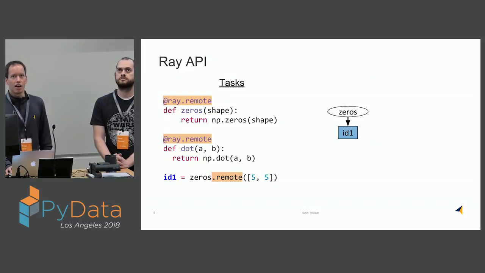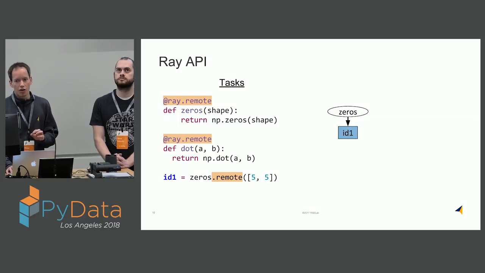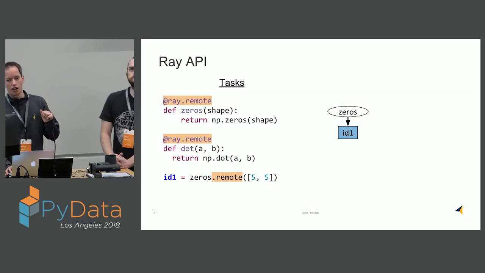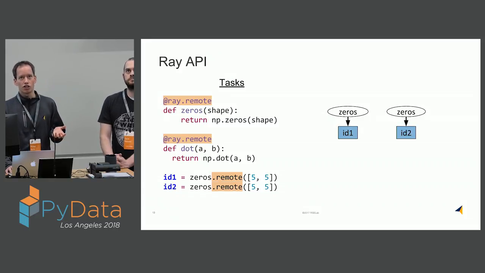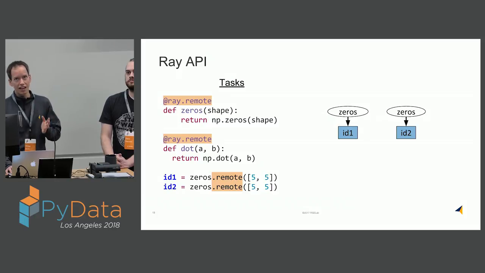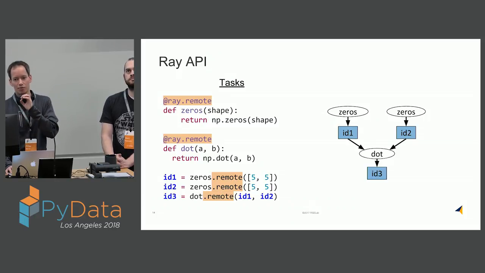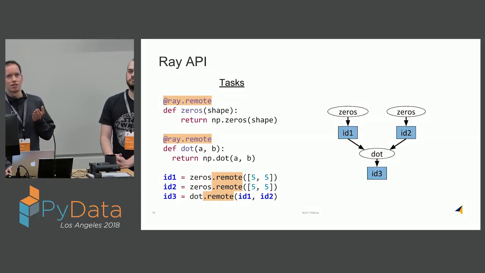To invoke it, you call the function name.remote of some arguments, and this will immediately start the computation in the background and return a future. We call this an object ID, and you can launch many of them in parallel, and they will immediately return control, and the framework will then schedule it in the background. In this case, we launch two tasks, and then you can pass these futures into other tasks. Then the scheduler will keep track of the dependencies, as you see on the right-hand side, and will schedule the tasks as the dependencies become available. So in this case, we submitted the matrix product between these two zero matrices.